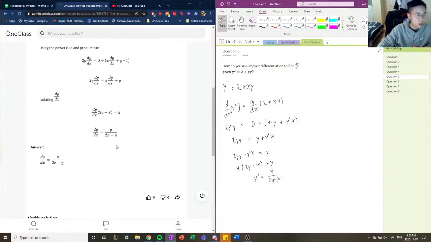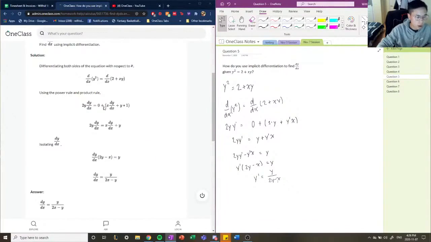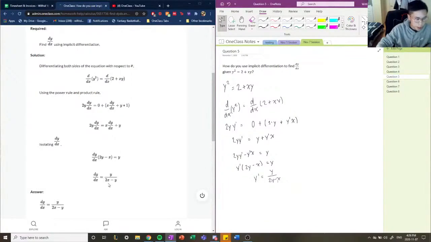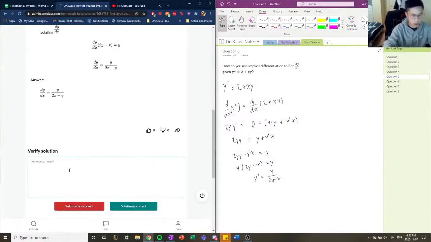Why is this 2x? Y minus x. Oh, okay. So the junior tutor was pretty close to solving this problem, but in this one step here, they switched x and y for some reason, I believe. So this solution is almost correct.